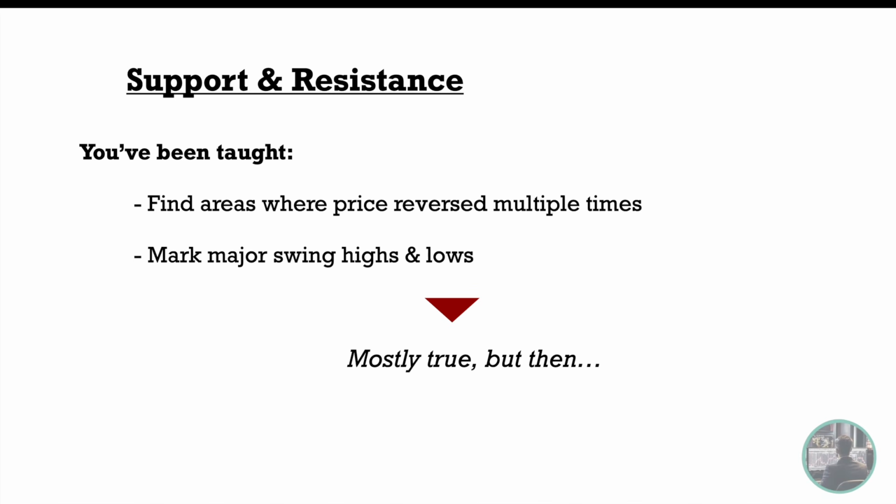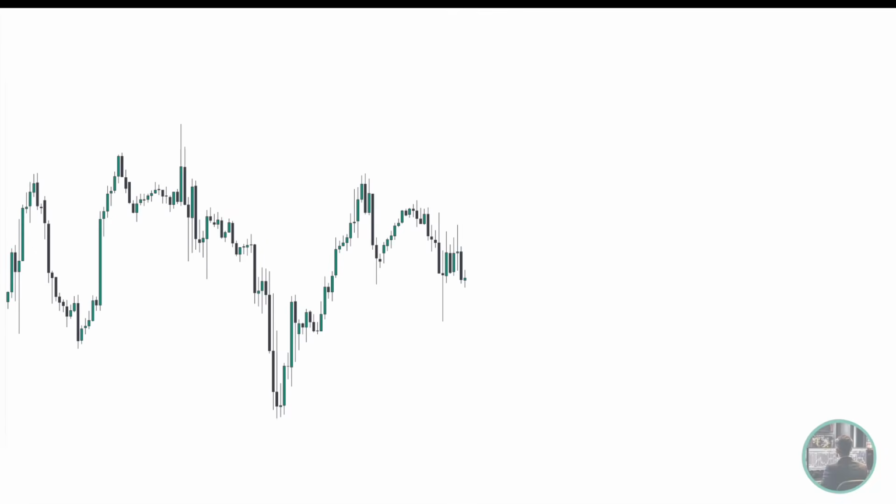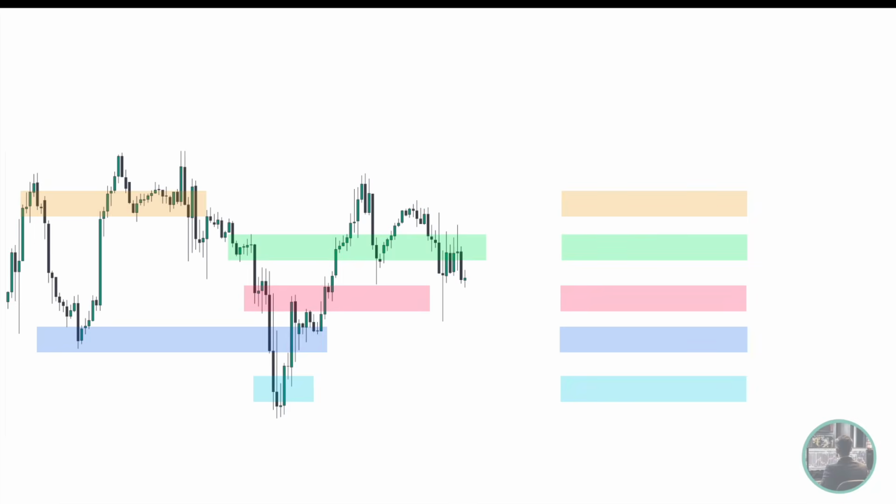The chart is full of these places. If you look closely enough, everything can be a support and resistance level. You can end up marking virtually the entire chart. And not only that. Even if you do manage to find a few decent support and resistance levels and they work, it's not something you can repeat consistently.